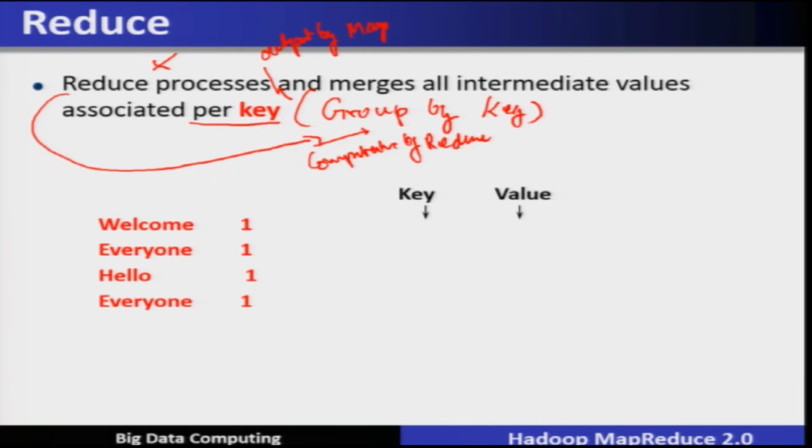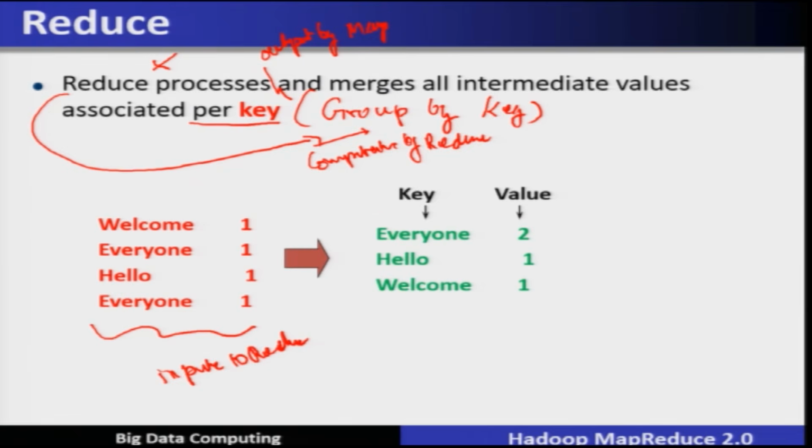For example, if this is the input to the reduce function and we want to do a word count, what it will do is group by the key. When you group by the key, everyone is appearing twice.